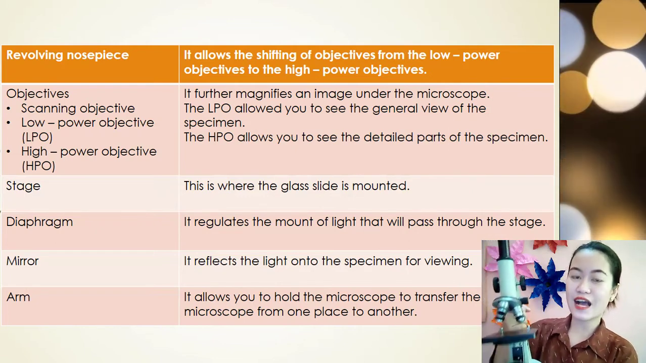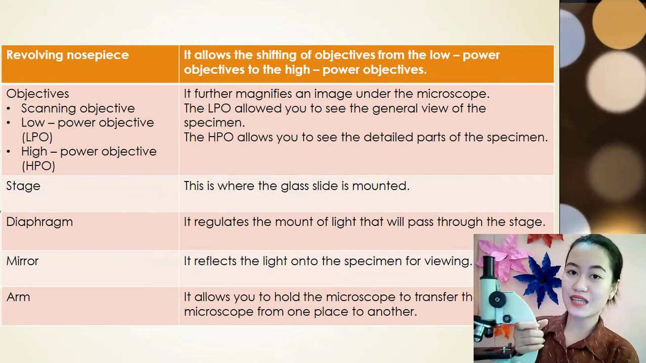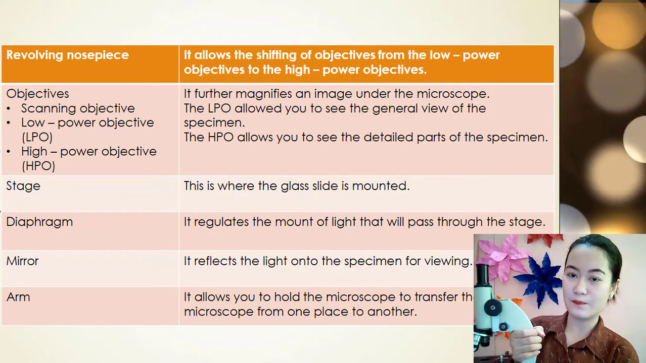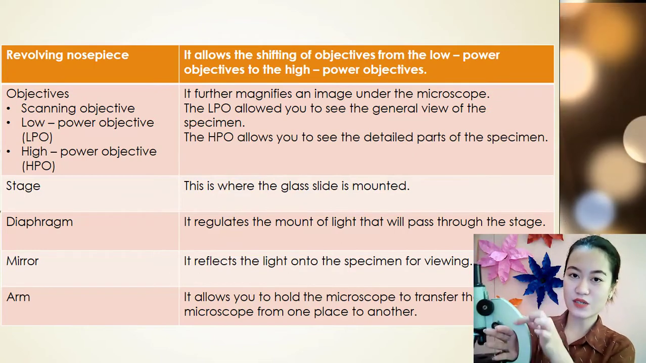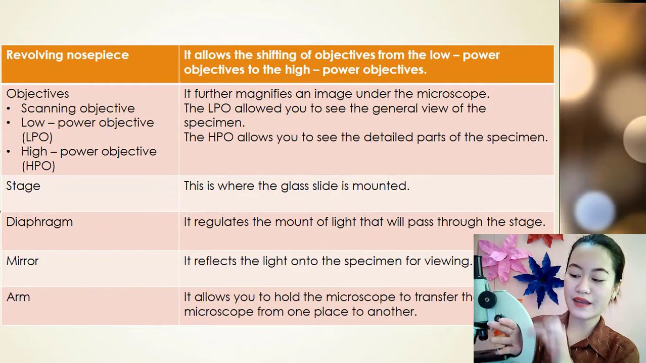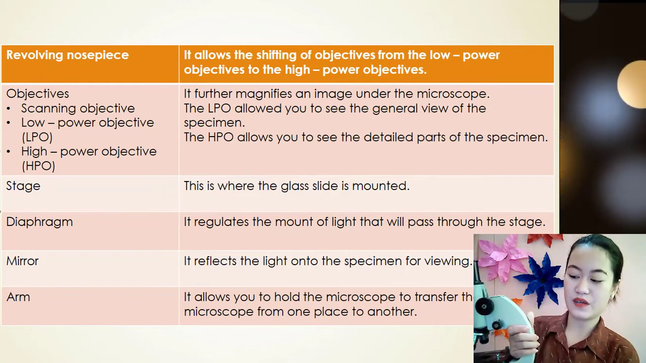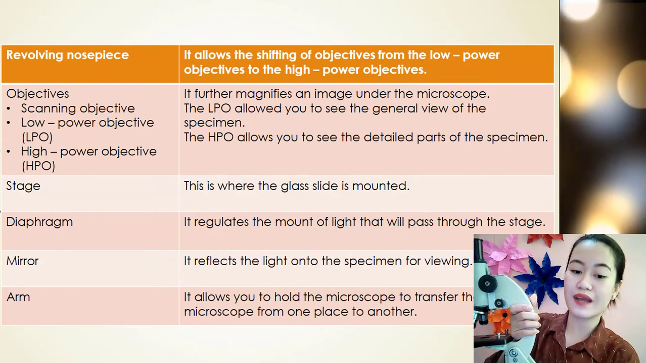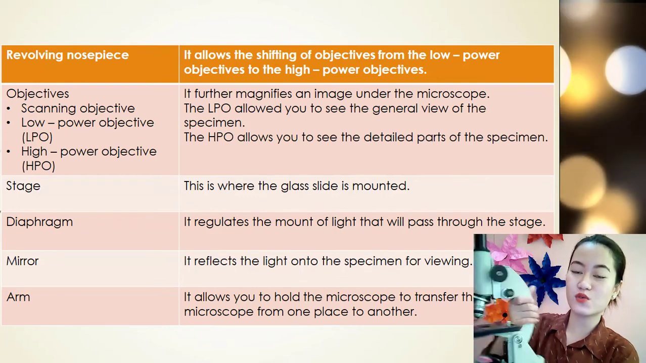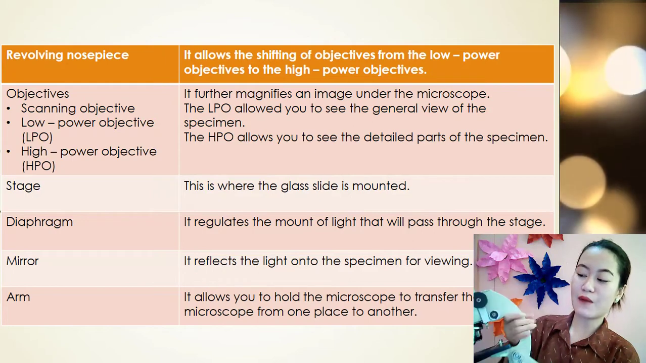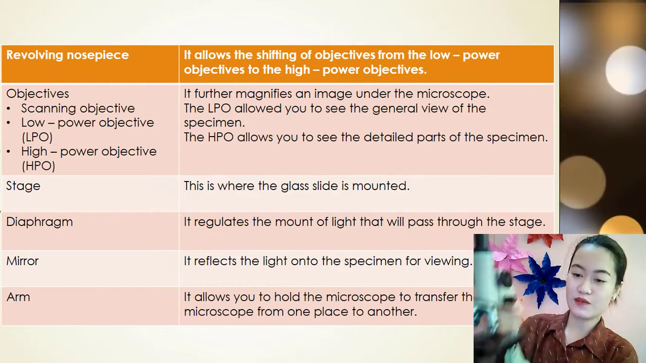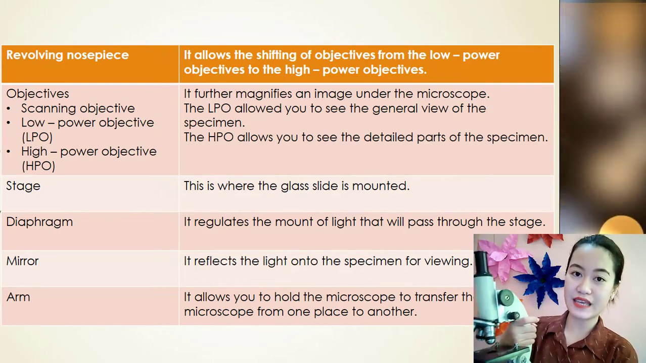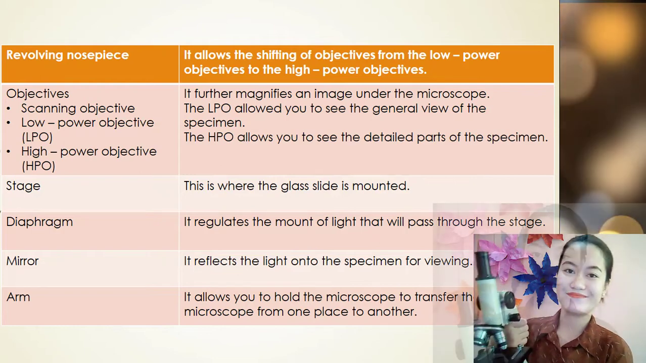Okay? Next, we have the arm. As what I have said earlier, this is the arm. Itong kinakapitan ko ng microscope. So, this is the arm. It allows you to hold the microscope to transfer the microscope from one place to another. Okay? Para mahawakan, mailipat sa ibang lugar. So, that is the function of the arm.